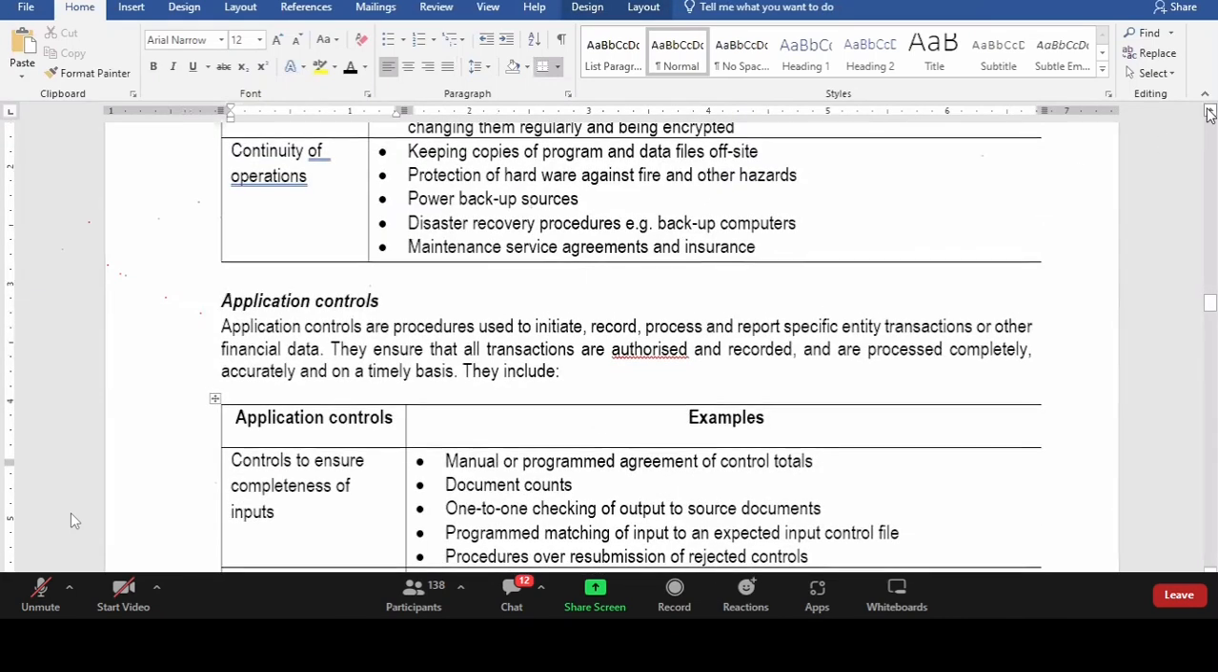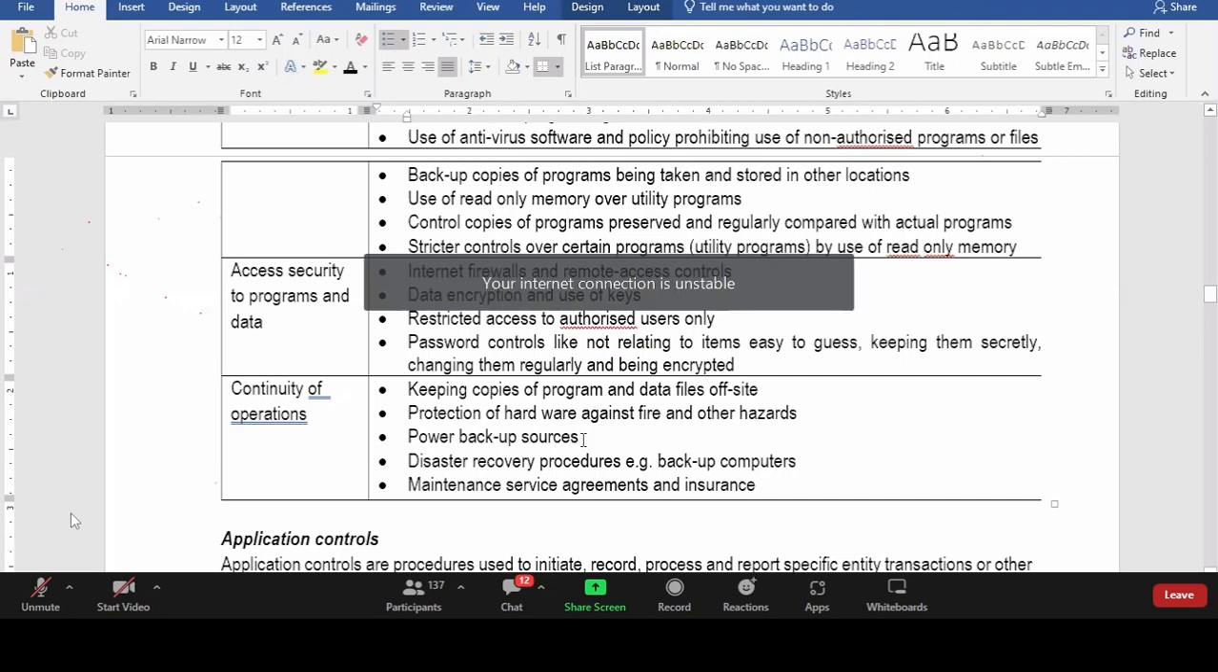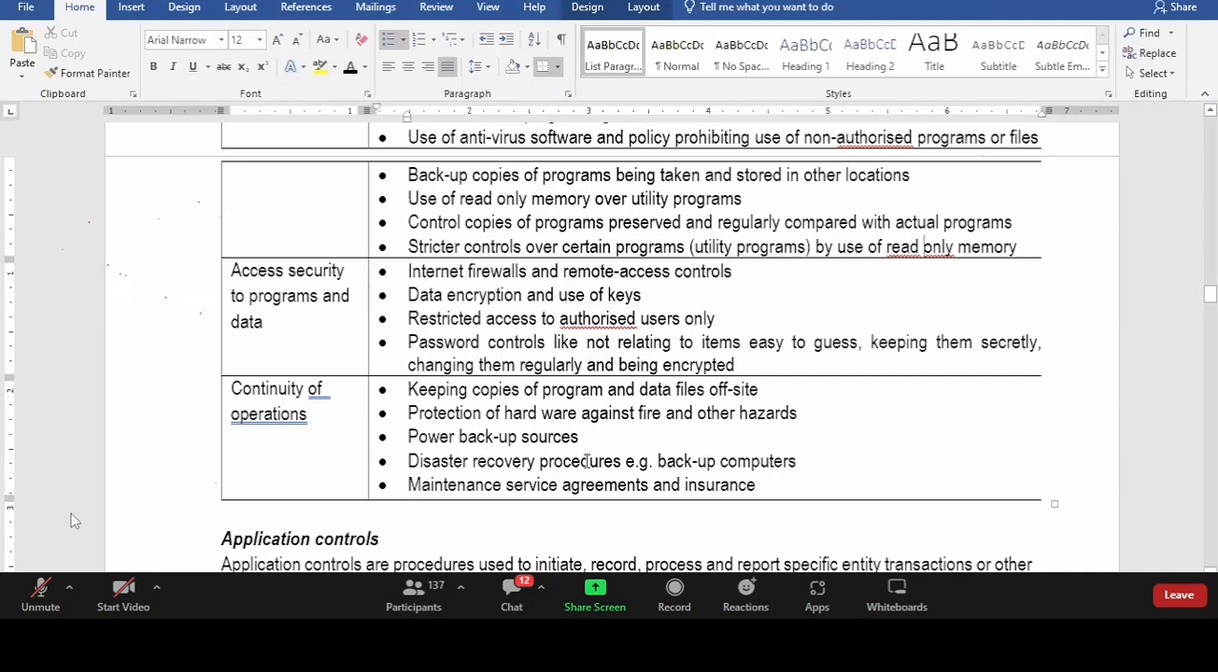Now, access security to programs and data. Yeah, these things you did. Internet firewalls. Do we have adequate firewalls to check hacking, data encryption, and use of keys? Restricted access to authorized users only. Password controls. Offsite protection of hardware against fire and other hazards. Power backup sources. Disaster recovery procedures. And maintenance service agreements and insurance. So these ones you did in IT.